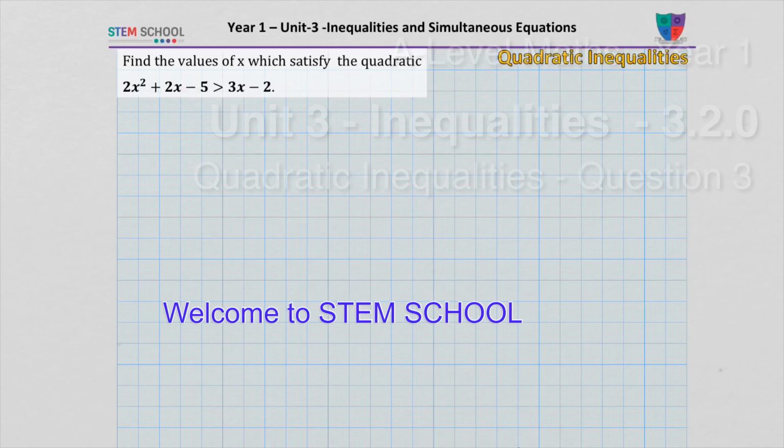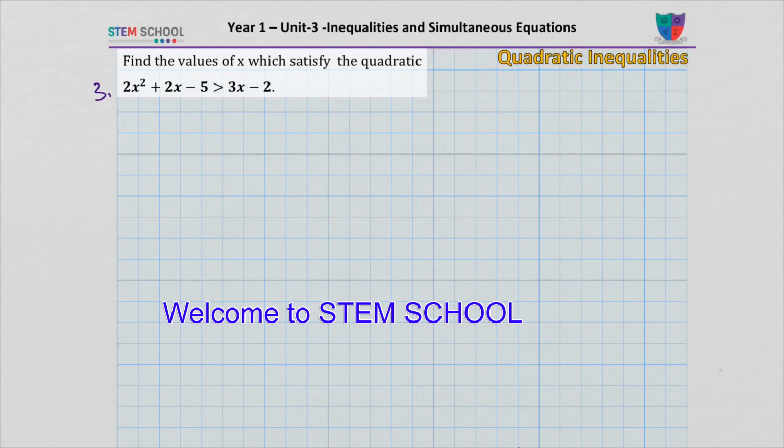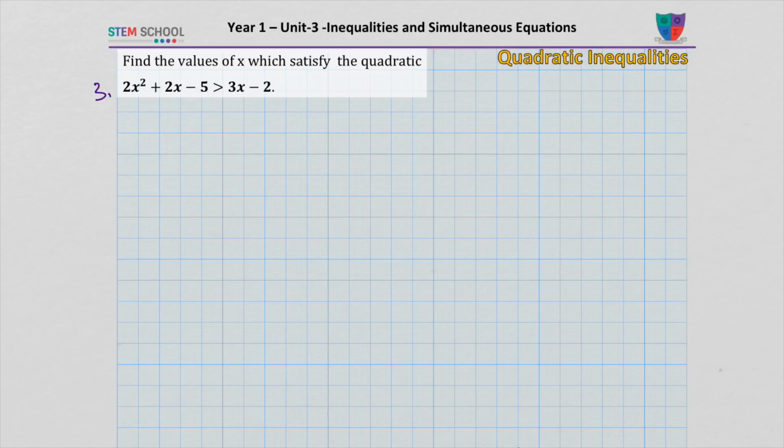Question 3. Find the values of x, which is the domain, which satisfy the quadratic 2x squared plus 2x minus 5 greater than 3x minus 2. In order to do this, I can do it algebraically and graphically. So I'm going to do both.